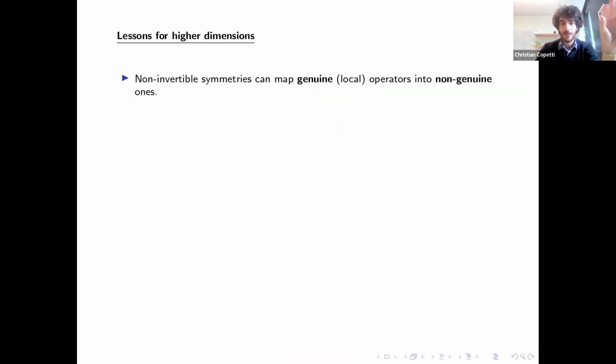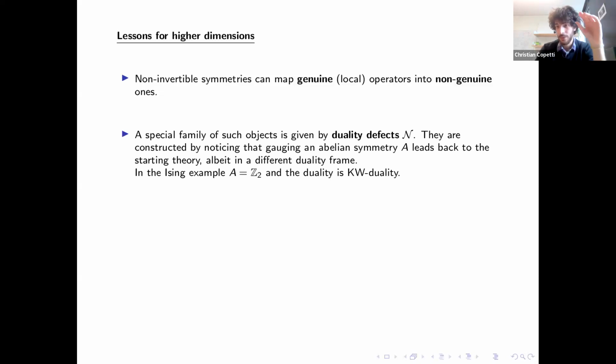Okay, so let me just restate what we want to bring to higher dimensions from this story. The first thing is that non-invertible symmetries can map genuine or local operators into non-genuine ones. So there can be operators which are attached to lines. The second is that there is a special family that we will focus on, which are these duality defects. And in all dimensions, they are constructed in the same way. They come from noticing that when you have an abelian symmetry, it will be some higher-form symmetry in higher dimension, and when you gauge it, you can go back to the same theory, but in a different duality frame. And this will be apparent in n equal to 4. In this example, this symmetry A is Z2, and the duality we use is the Kramers-Wannier duality.